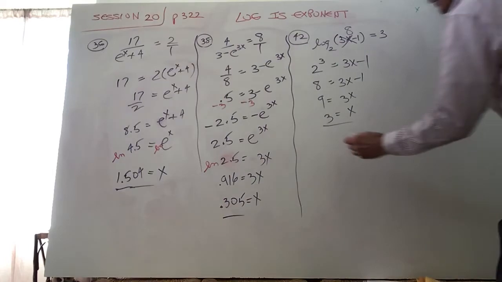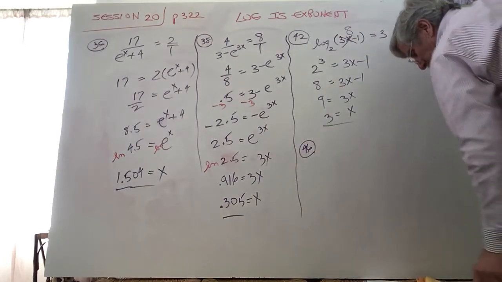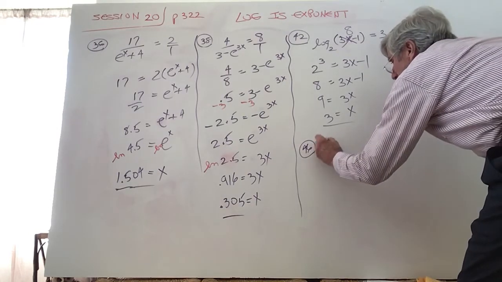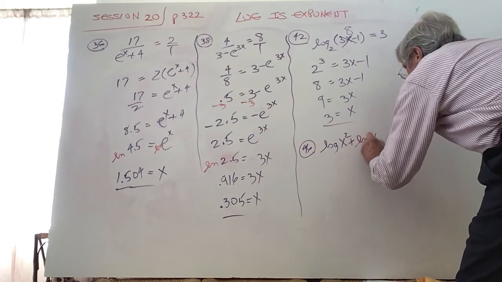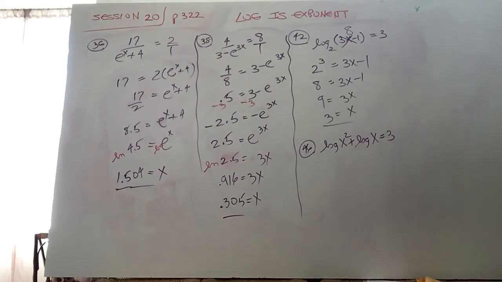Now 46 is kind of similar. There are at least 2 examples of each. This is log of x squared plus log x equals 3. In this case, we don't have just one log, we have 2, but we'll have recourse now to our rules. Let's go back and try to get one log instead of the 2. Get something to look like number 42 if possible.